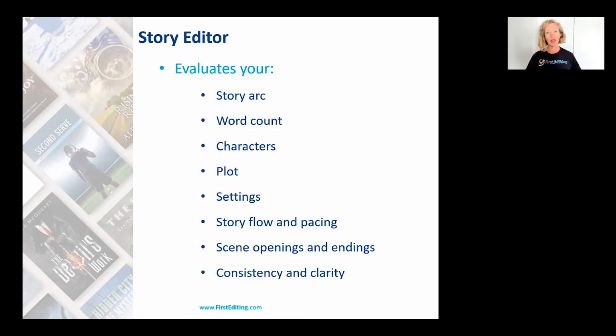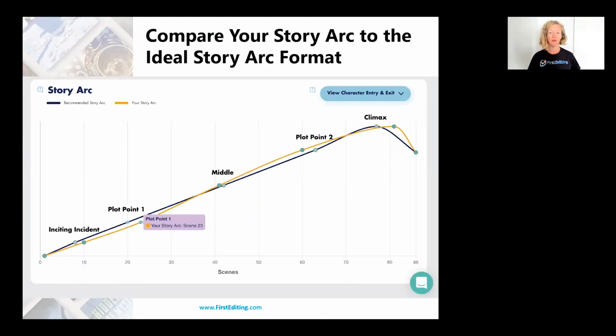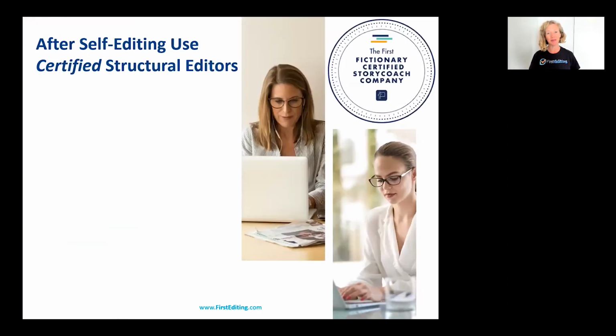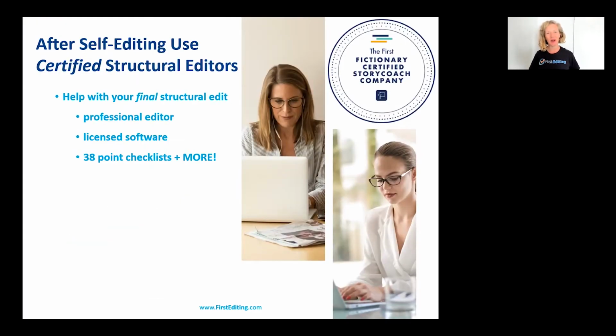We use the 38 story elements, and we review every single one of your scenes to make sure you're creating a strong story. We also compare this to the ideal story arc format to make sure that you are achieving all of the desired methods in a successful book writing. Once you've finished with the structure of your manuscript and it exists, you can contact a professional story coach. These are our professional editors here at First Editing, and we have licensed software that we use, and we use a 38-point checklist of the story elements to make sure that your story is strong, scene by scene.